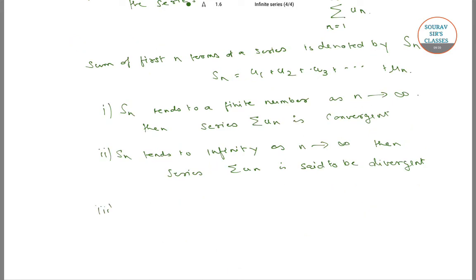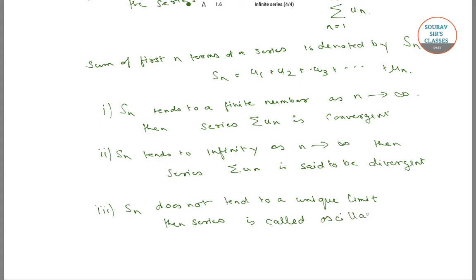And if Sn does not tend to a unique limit, whether it is finite or infinite, then the series is called oscillatory.